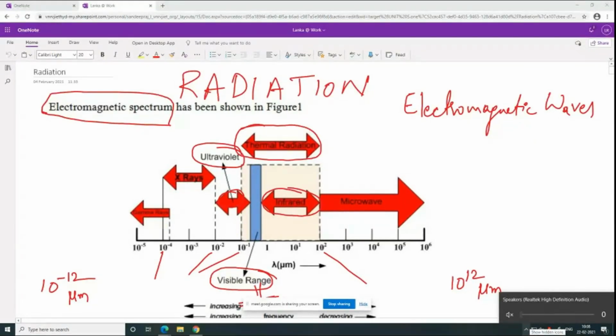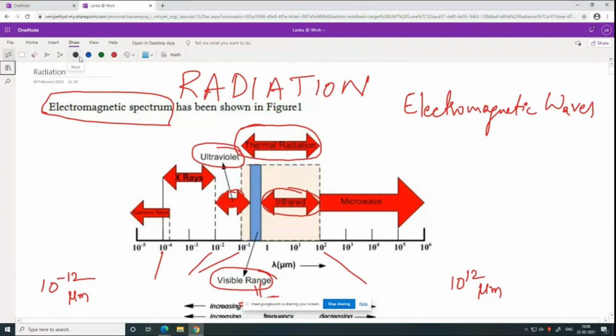We have been seeing this unit 5, that is radiation. Now I will quickly review what we have seen in the last lecture. In the last lecture, we have seen an introduction to radiation.